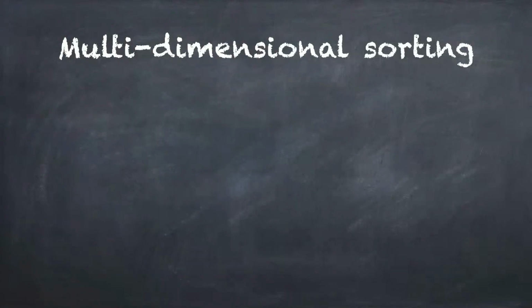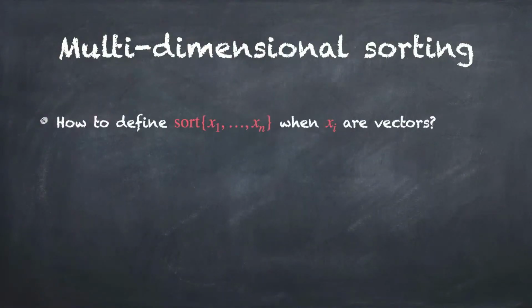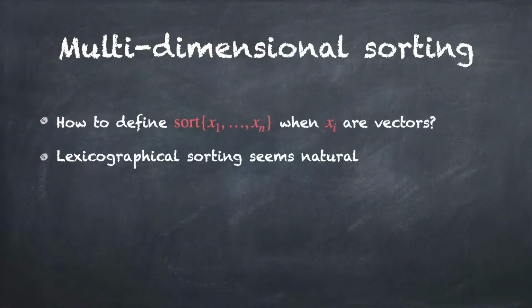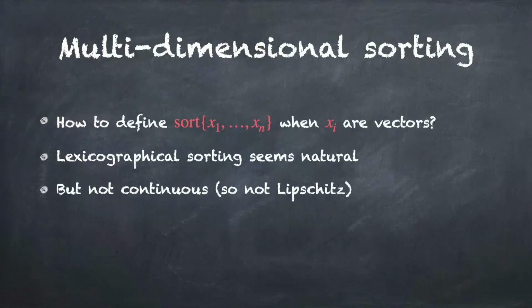And now the question is how to generalize this, how to do multidimensional sorting. If I have a set of n elements and they're in R^D, not in R, what is the analog of sorting? Or maybe there are many analogs, but what are we going to do? The natural thing seems to be lexicographical sorting: we sort according to the first coordinate, and if there's a tie, we sort according to the second coordinate, etc. But that is a very non-continuous function. It will be injective, but it will not be Lipschitz, Bi-Lipschitz, or upper Lipschitz or anything. So that's not good.